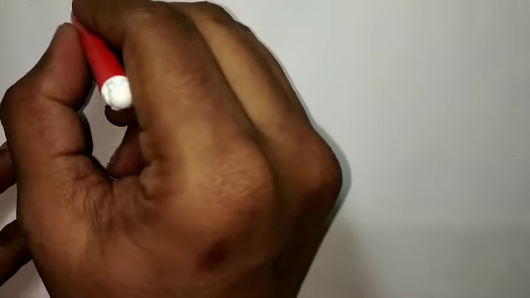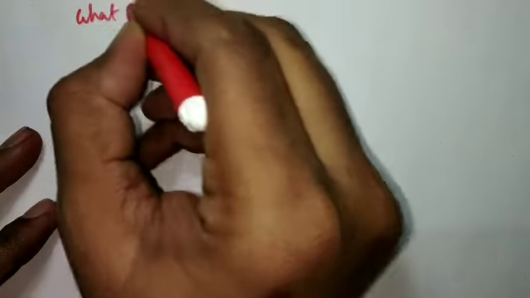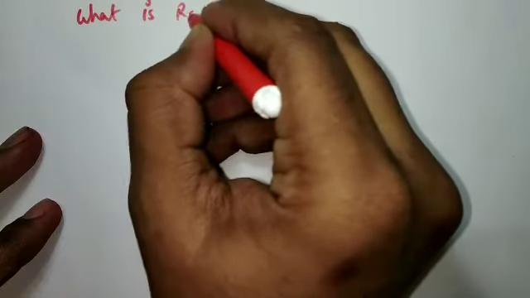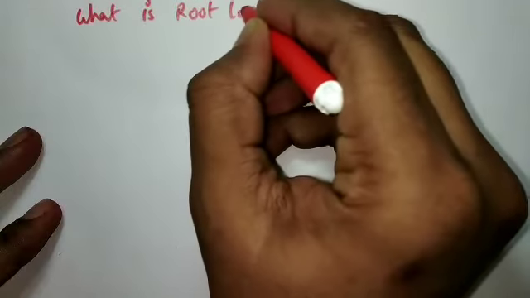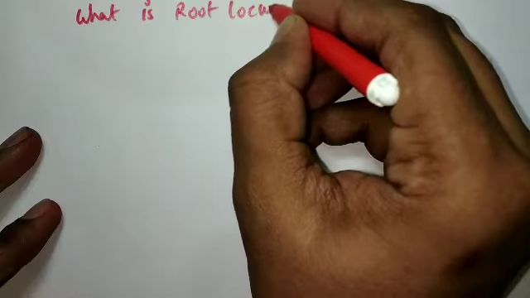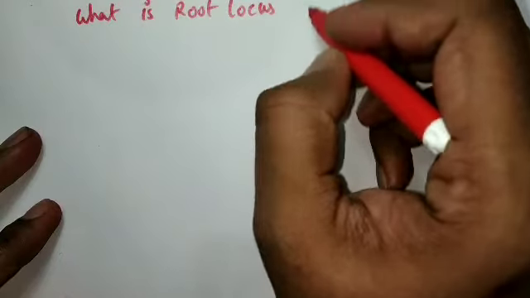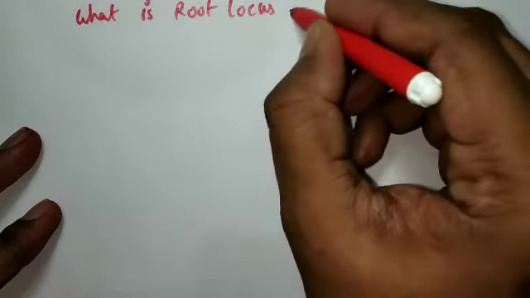I'm going to explain this with one example. What is the root locus method? What is a root locus plot? I'm going to explain it with one example.